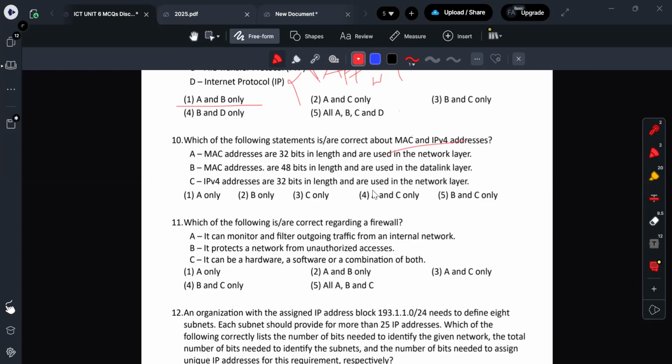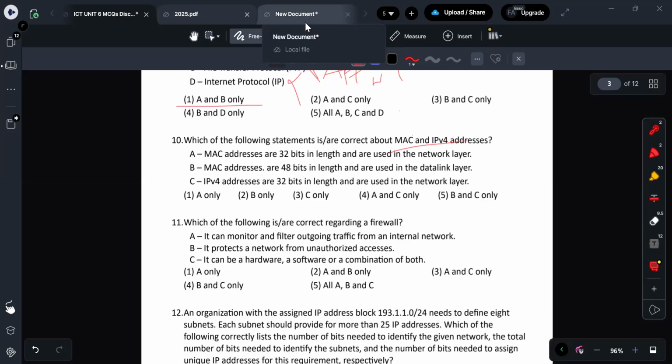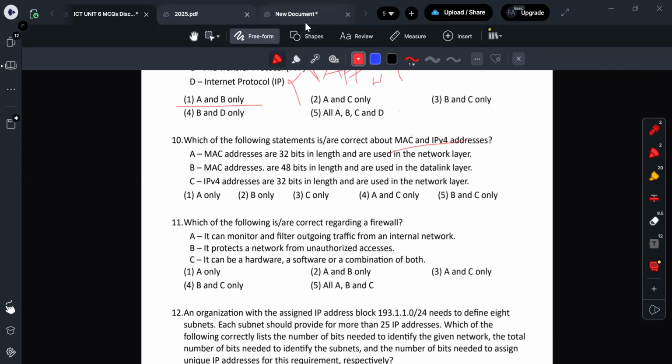So they are asking about the bit sizes and where they function. Okay. MAC addresses are 32 bits in length and are used in the network layer. Is MAC addressed in the network layer? No, right? What did I say earlier? In which layer does the MAC address operate? Let's see if you remember. I said in a previous question.